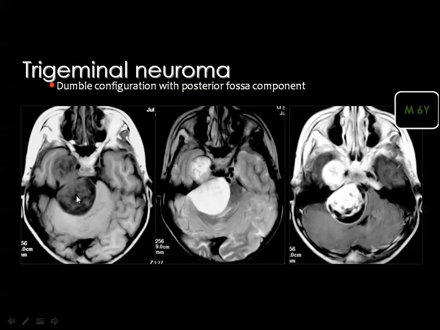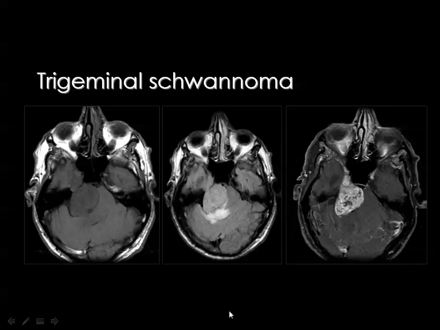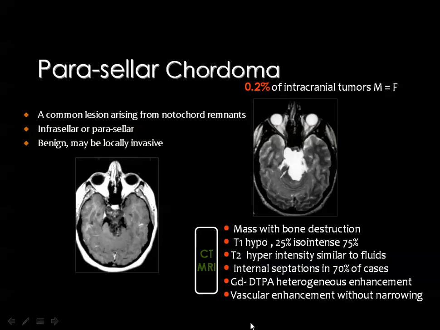And this is a lesion which is a dumbbell configuration, low signal in the T1, high signal in the T2, and a heterogeneous post-contrast enhancement, diagnostic of trigeminal schwannoma. And this axial image will show the normal Gasserian ganglion on the left side. The Gasserian ganglion is involved by the mass on the right side, which has two components, one in the cerebellopontine angle and one in the parasellar area. Then this also shows the free Gasserian ganglion on the left side and the involved ganglion on the right side.